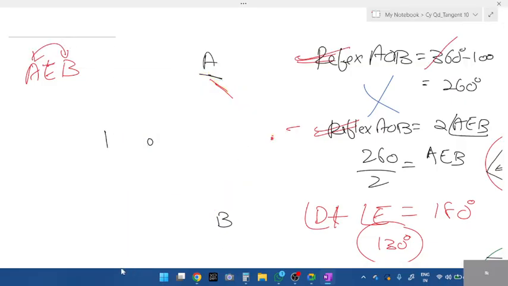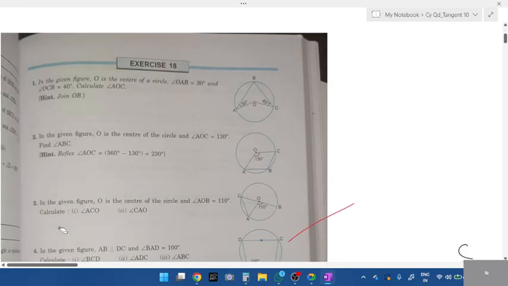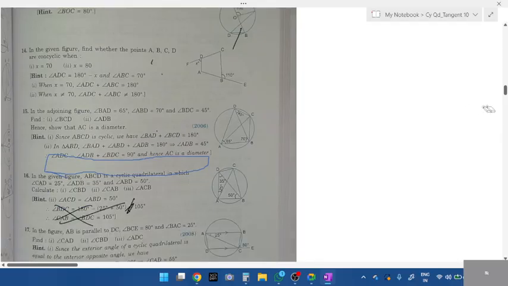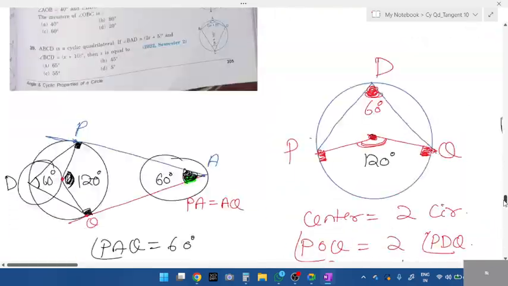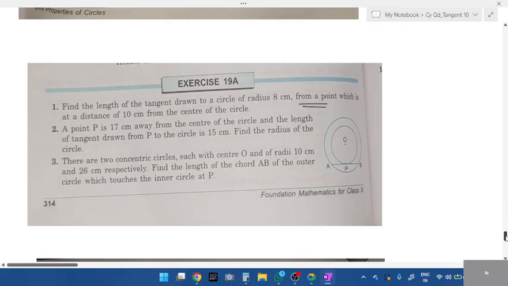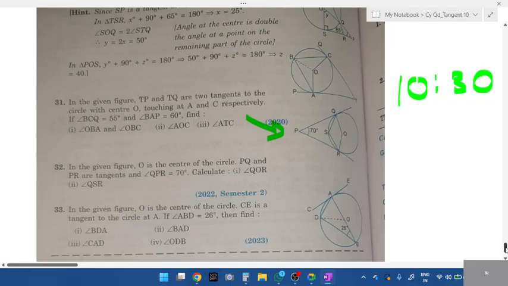Yesterday we solved a few questions. Now again, tangents. For tangents we'll solve. And in the evening I'll combine both tangent and circumference circle concepts and we'll solve questions. This is done. Okay, 31st question is also done.